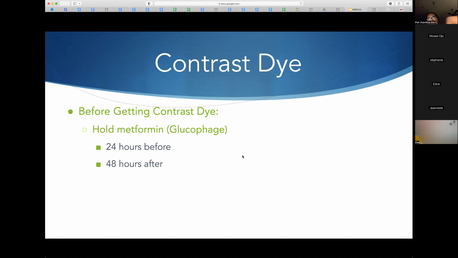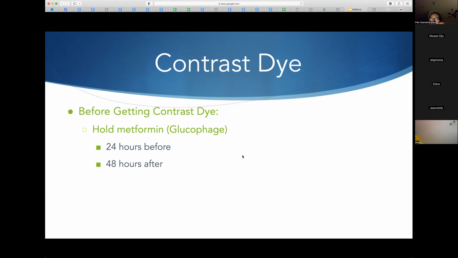The other important priority I want you to know: before they get contrast dye, you have to hold metformin. 24 to 48. So you hold it 24 hours before they get the CT scan and 48 hours after.